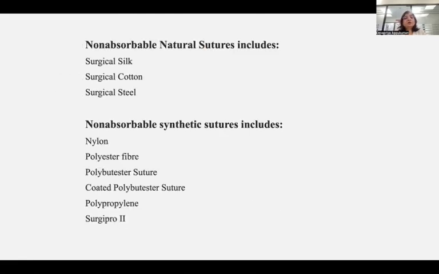Next, coming to the non-absorbable natural sutures, we have surgical silk, surgical cotton, and surgical steel. Under non-absorbable synthetic sutures, we have nylon, polyester fibers, polybutester sutures, coated polybutester suture, polypropylene, and Surgipro 2.